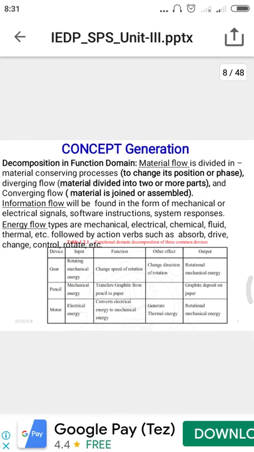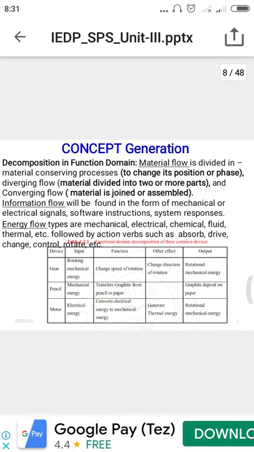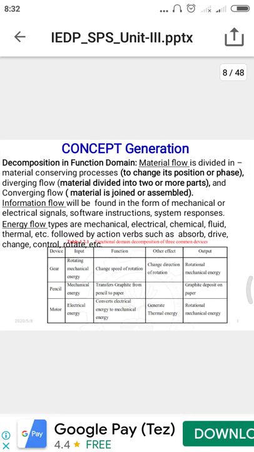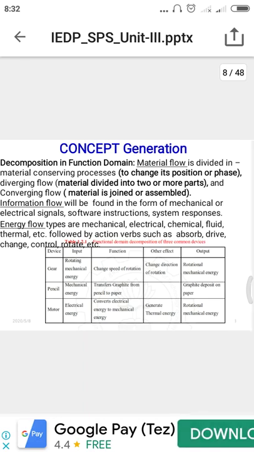Information flow will be found in the form of mechanical or electrical signals, software instructions, system responses. Energy flow types are mechanical, electrical, chemical, fluid, thermal, etc., followed by the action verbs such as absorb, drive, change, control. Here, one table is given.